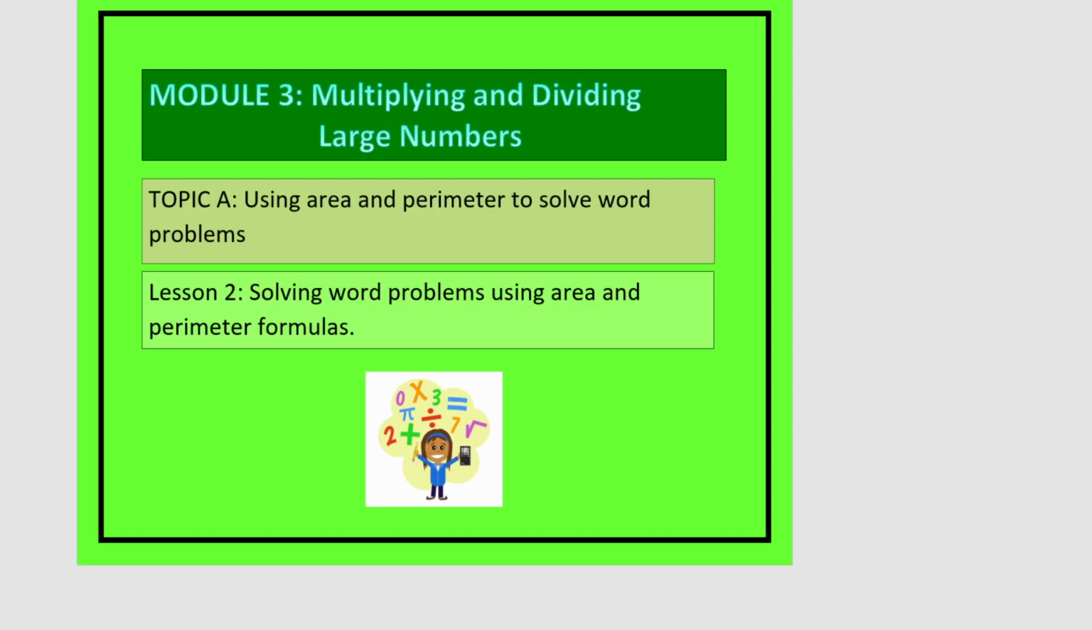This is lesson 2 in module 3, solving word problems using area and perimeter formulas. Let's start by making a rectangle using 1-inch squares. So here's a 1-inch square, and that's going to be the width of our rectangle. So we have 1 inch here and 1 inch here.